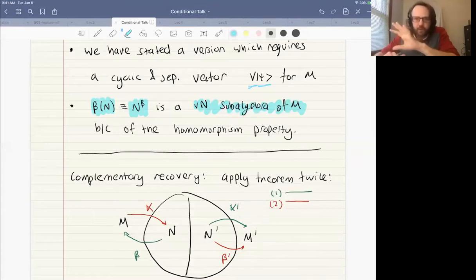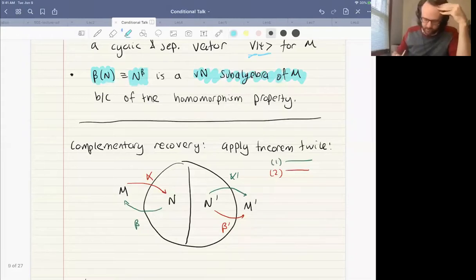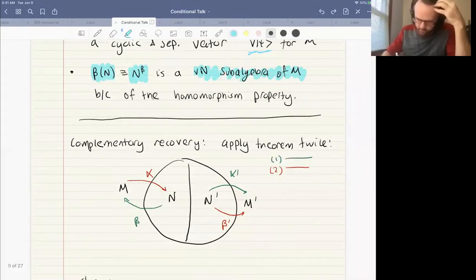When we have complementary recovery, we can apply this theorem twice because we have this DHW condition twice. Right? So the theorem applies to the DHW condition once, but we can now apply it twice. So in particular, when we apply it twice, I've drawn a picture here. We have 1 and 2 in green and red. It's not very clear. In green and red. So the first time we applied it, we started with this alpha prime map.